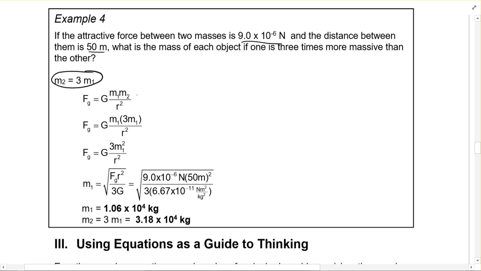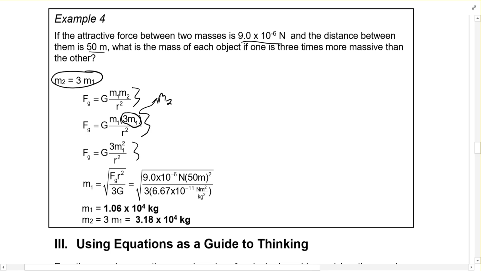So what I'm going to do is rewrite this like this. And what I've done here is 3M1. That's M2, right? I've just replaced M2 with 3 times M1. And the reason why we did that was because now we're dealing with just M1. I can solve for M1 fine now, right? So now that it's written like that, I've got M1 and M1 on the top. They're being multiplied together. So M1 times M1, that's M1 squared. So that looks like this one.